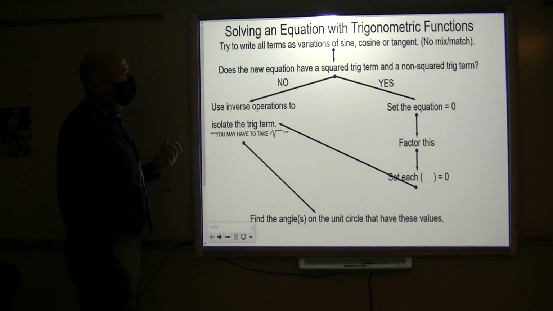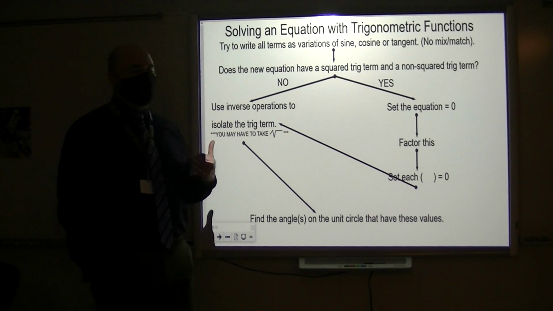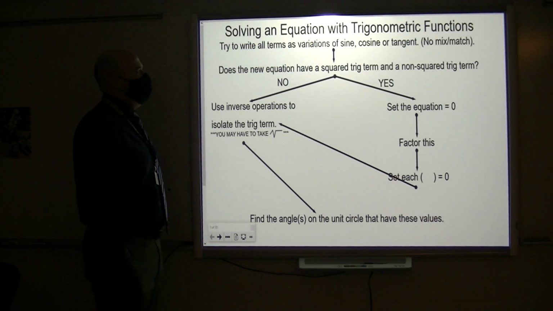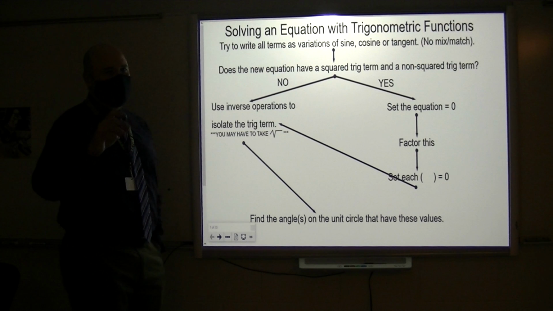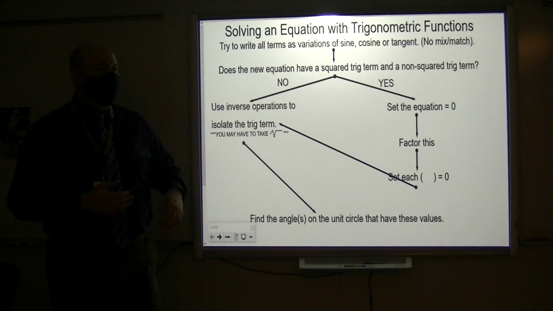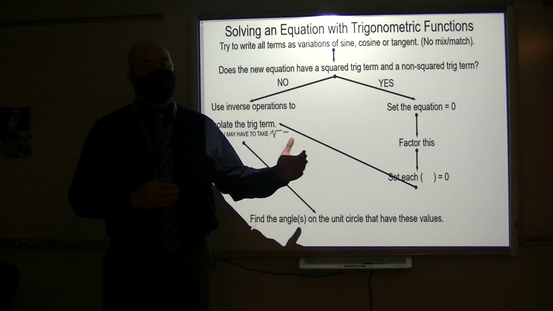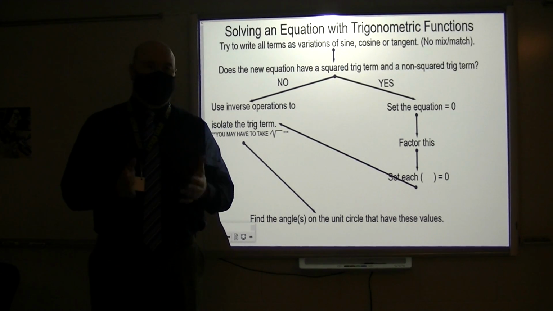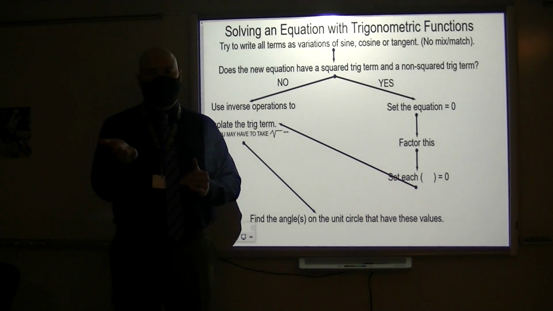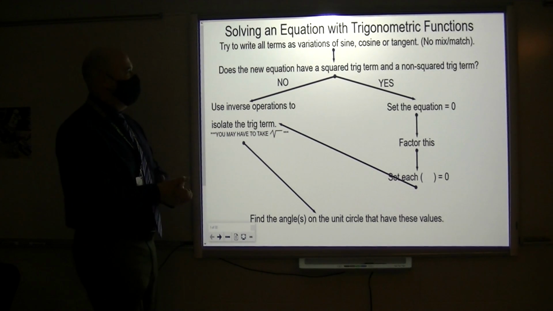So it's a series of steps, but it's not step 1, step 2, step 3, and so forth. Everything starts with the idea that you have to have the same type of trig term. Meaning, if you see a cosine in the problem, everything should be a cosine. If you see a sine or a tangent, it should all be that. You can have sine squared and sine, that's okay. But you can't have cosine squared and sine. That's bad. And we'll talk about what to do with that.